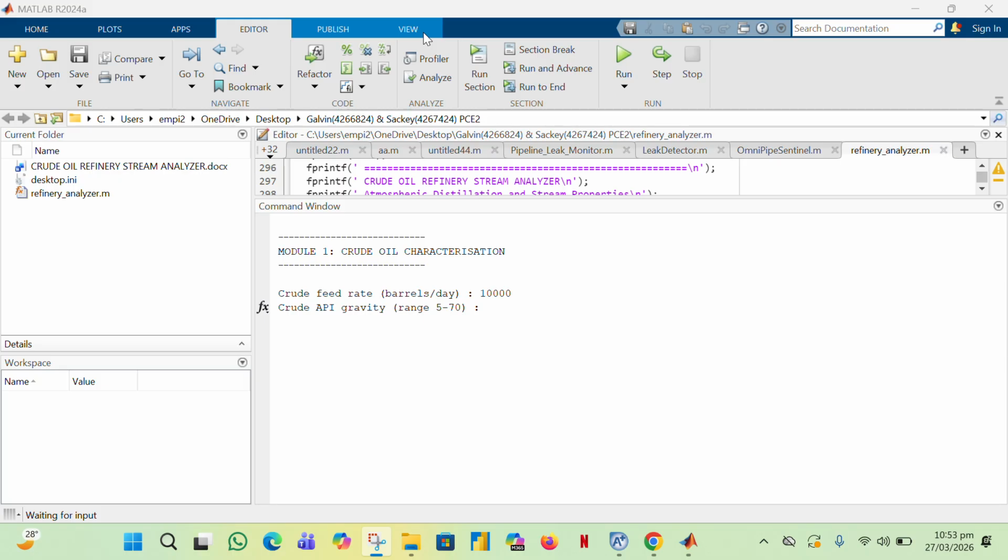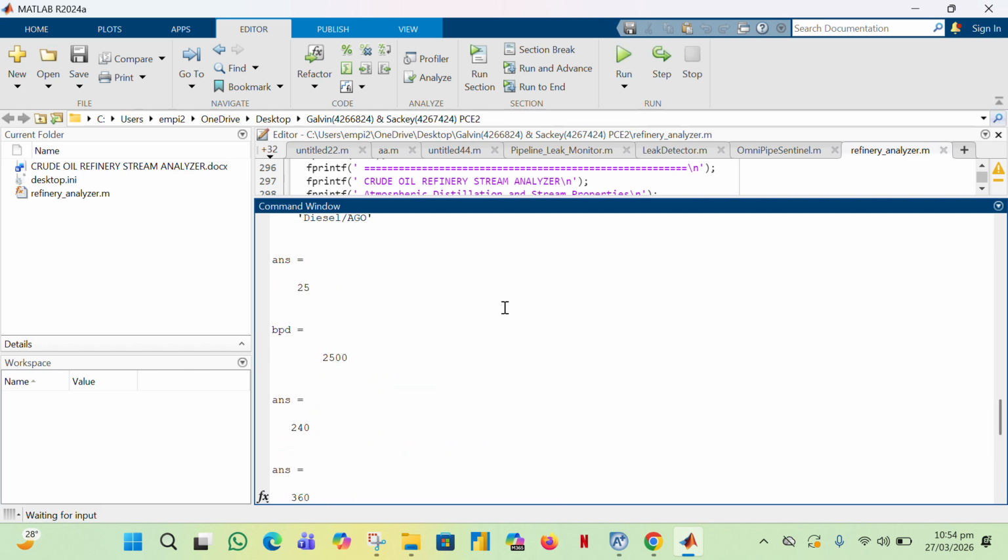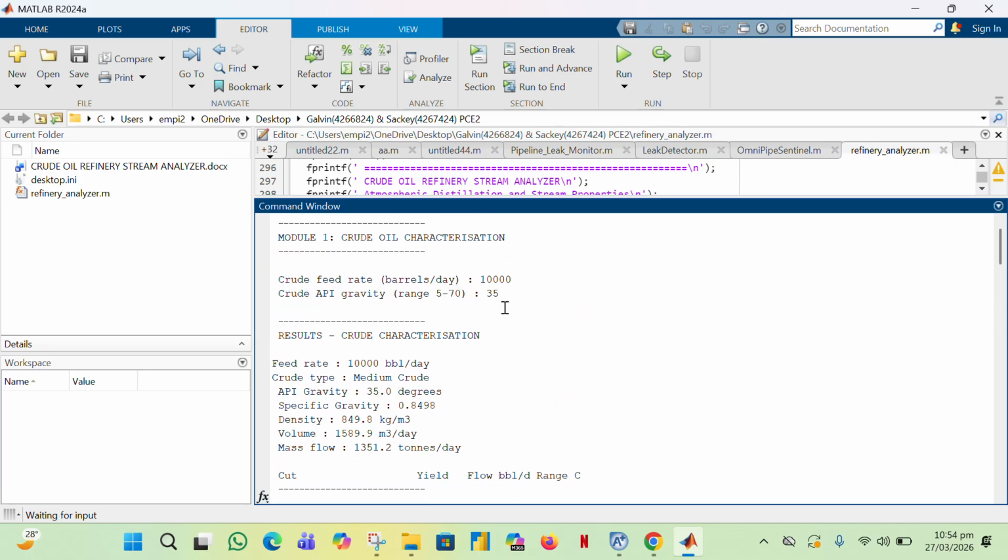And the ranges for it are, when it is 40 plus, it is light crude oil. When it's from 30 to 40, it is medium crude oil. When it is 20 to 30, it is heavy crude oil. And when it is 20 and below, it is extra heavy crude oil. These are the ranges for the API gravity when it comes to crude oil. So let us input 35. Immediately we get our output from giving it those 2 pieces of information.